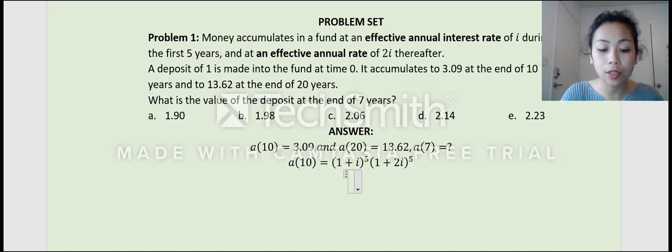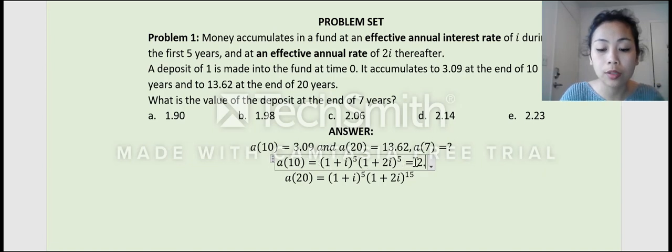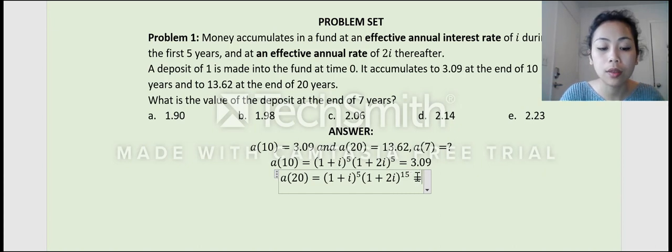And also we have similarly, A of 20 is 1 plus I to the power of 5, and the last 15 years is credited by the annual effective rate of 2i. So 1 plus 2i to the power of 20 subtract 5, which is 15. You see that? So A10 is 3.09, and A20 is equal to 13.62.